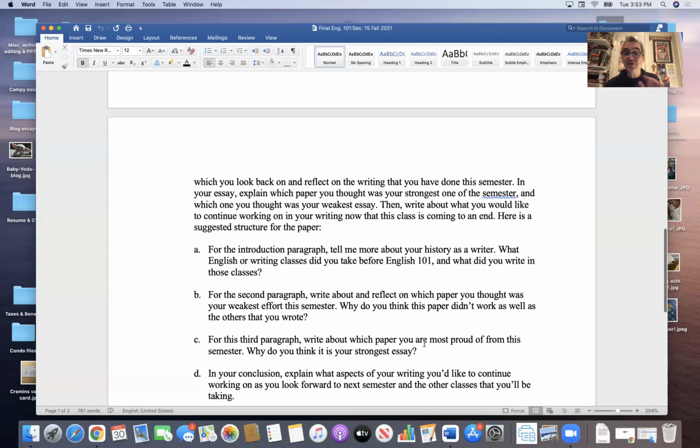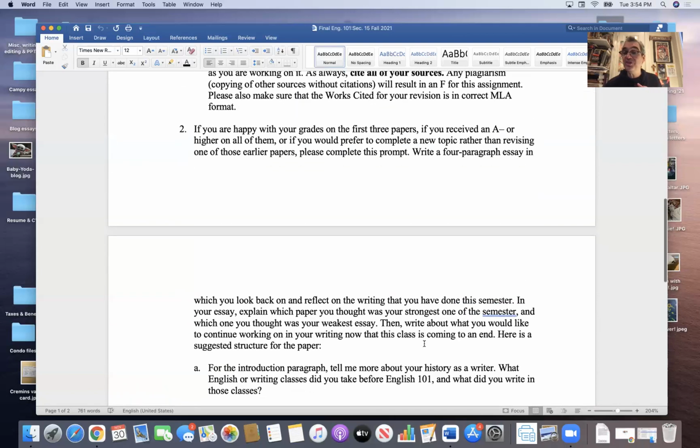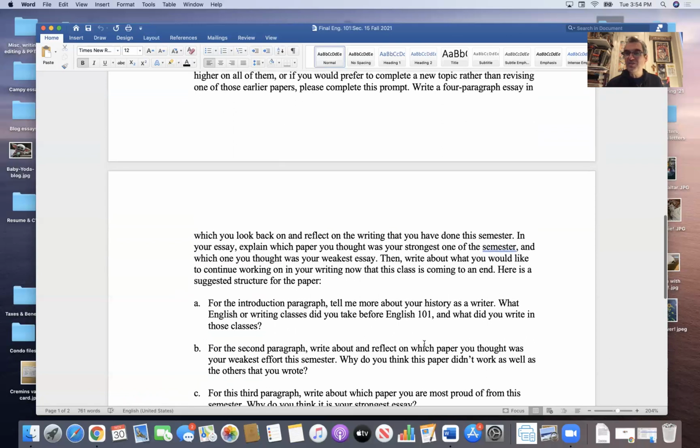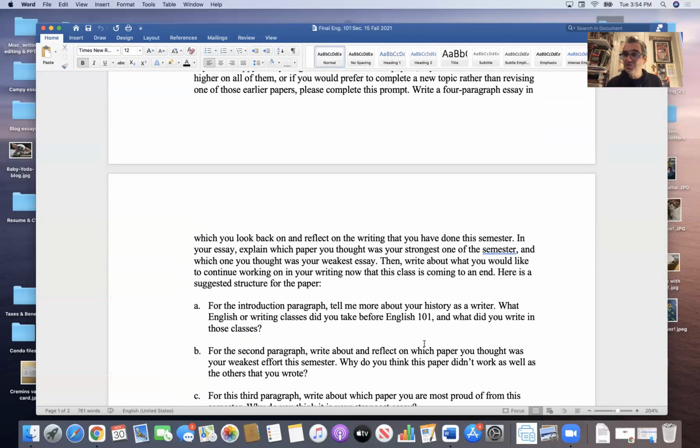The second one doesn't carry any revision credits. It's purely the last 10% of the class, last 10 points. Okay, so if you choose to do this one, it's a 4-paragraph essay in which I'm basically asking you to sort of even expand on some of the ideas you did in those cover sheets for paper number 5.